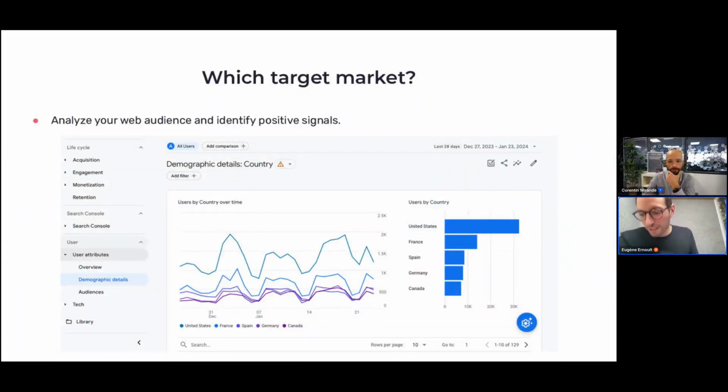And they say, where do I start? Do I add 20 languages to my website and hope that people start coming to our website? Of course, that's not a good idea. What we usually suggest to them is, if they haven't already, to look at the data on their current website today.